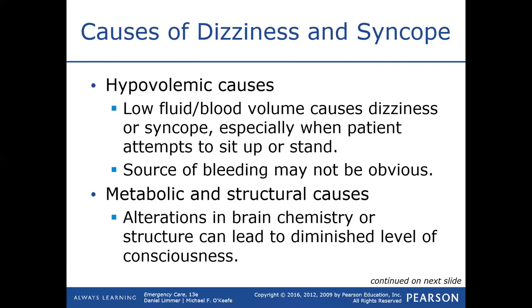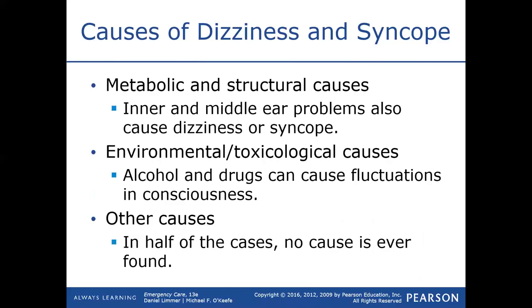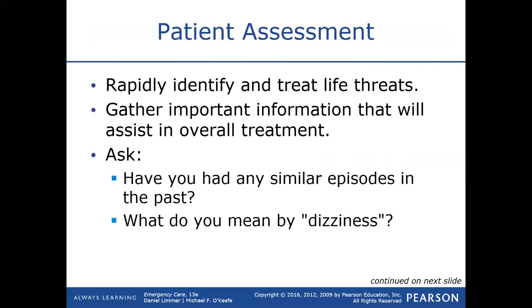Metabolic and structural causes: alterations in brain chemistry or structure can lead to a diminished level of consciousness. Inner and middle ear problems also cause dizziness or syncope. So a lot of people with an ear infection, those types of things, or a burst eardrum can have balance issues. That's where they come into the dizziness feeling. Environmental toxicology, of course, alcohol and drugs can cause fluctuations in consciousness, and other causes. In half the cases, no cause is ever found, which is kind of strange. I passed out. Why? Don't know.